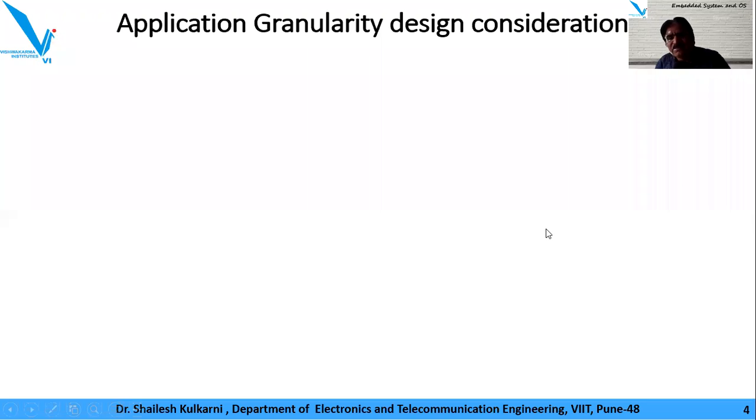As I told you, granularity design happens to be an important consideration. We define embedded system design with two or three granularity levels. We call them coarse granular design, fine granular design, and medium granular design. What do we understand by granularity? How many tasks should there be in order to cater to an application, or what is the level of fragmentation of an application you are making in terms of n number of tasks.